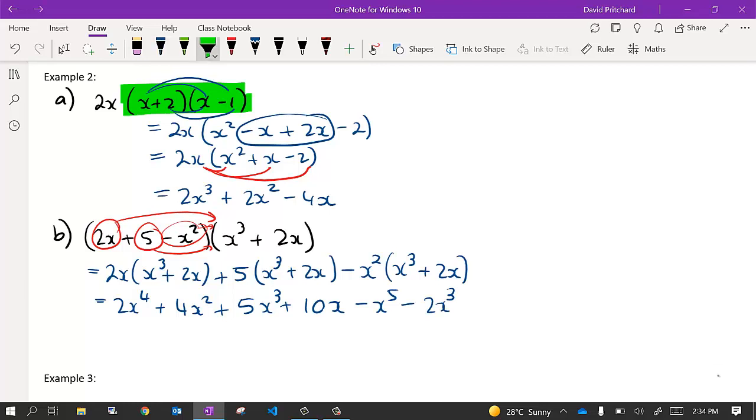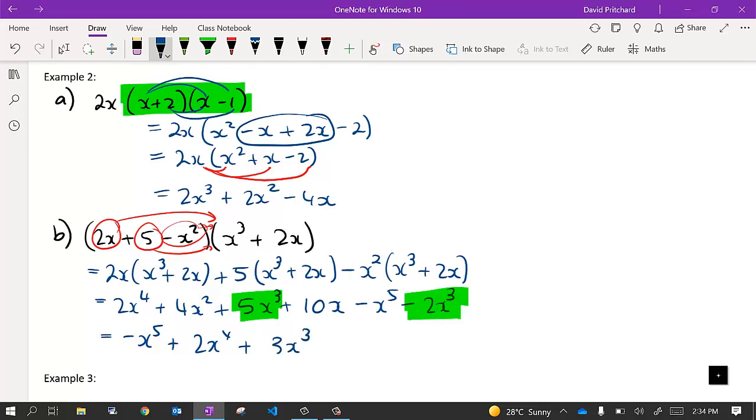So the only like terms that I can see are the cubes. So 5x cubed and take 2x cubed. So we end up with 2x to the power of 4. We'll put them in descending order, so highest powers first. The x cubes give us 3x cubed because we've got 5 take 2. And if I was smart, I would have recognized that there's a negative x to the power of 5 there. So negative x to the power of 5 plus 2x to the power of 4 plus 3x cubed plus 4x squared, and then we're just left with plus 10x. Okay, so hopefully that makes sense.